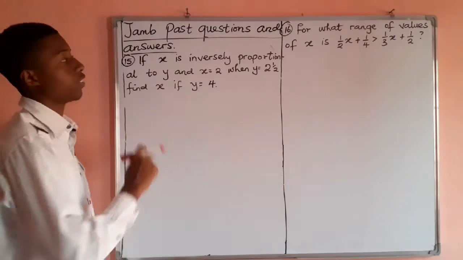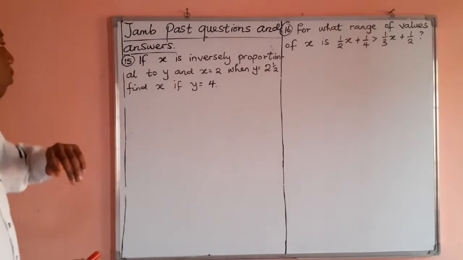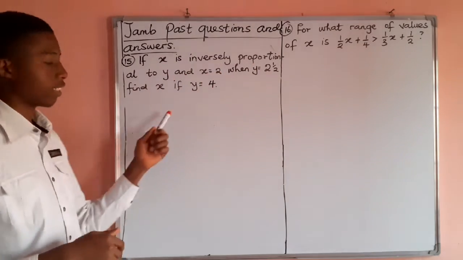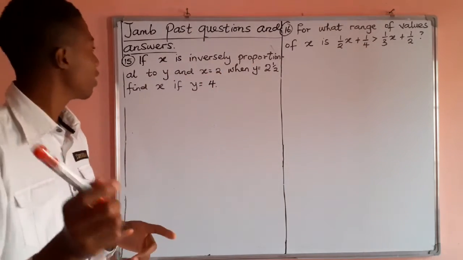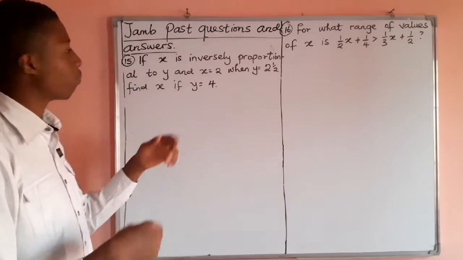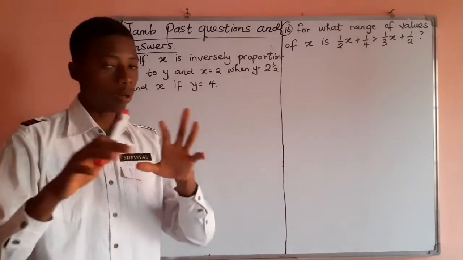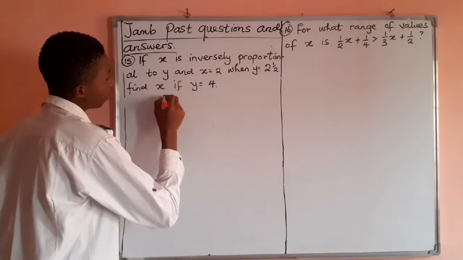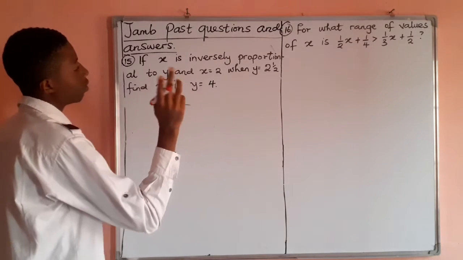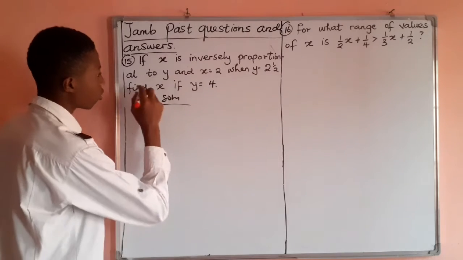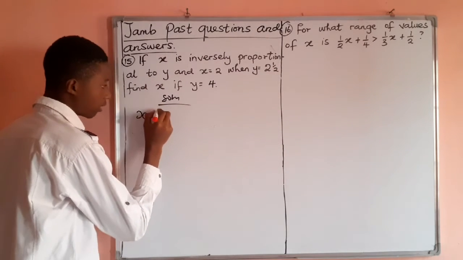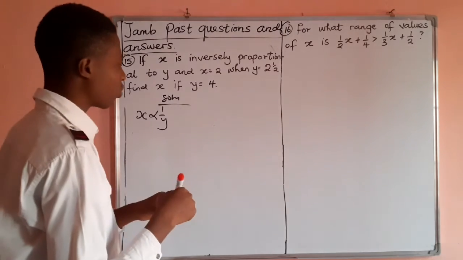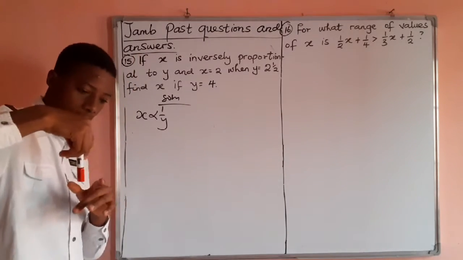Now we have question 15. If x is inversely proportional to y and x equals to 2 and y equals to 2 and a half, find x if y is equals to 4. Do you remember when I told you about inversely proportional and directly proportional? We're still under variation. If x is inversely proportional to y, all you have to do is to divide that value by 1.